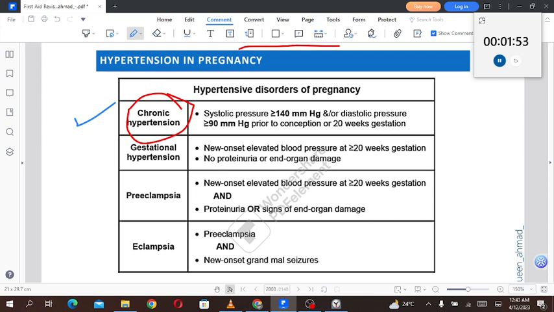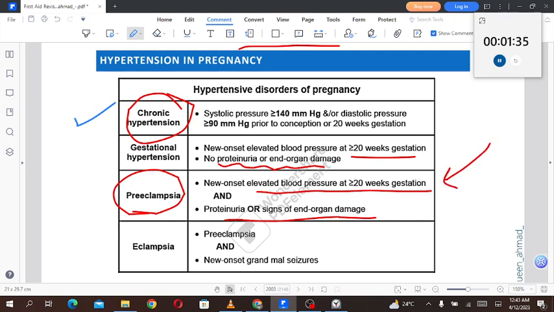Then gestational hypertension: new onset elevated blood pressure at more than 20 weeks of gestation, with no proteinuria or end organ damage. In the case of preeclampsia, new onset elevated blood pressure at more than or equal to 20 weeks of gestation, and proteinuria or signs of end organ damage can also be seen. In the case of eclampsia, there can be preeclampsia plus new onset grand mal seizures.